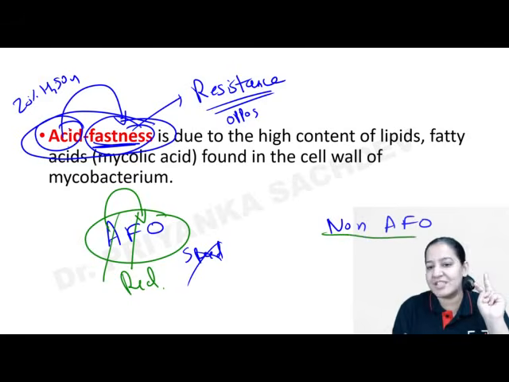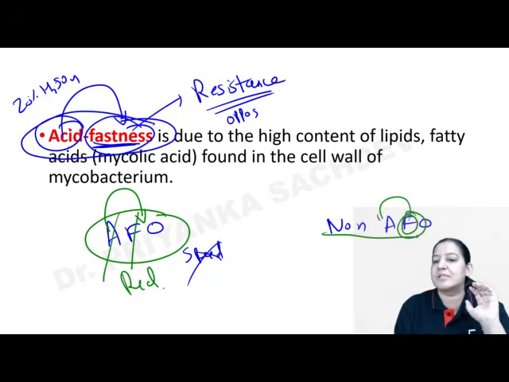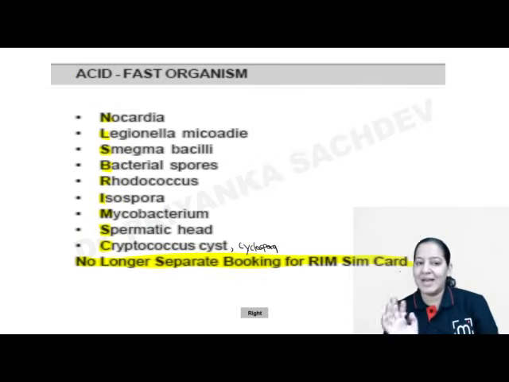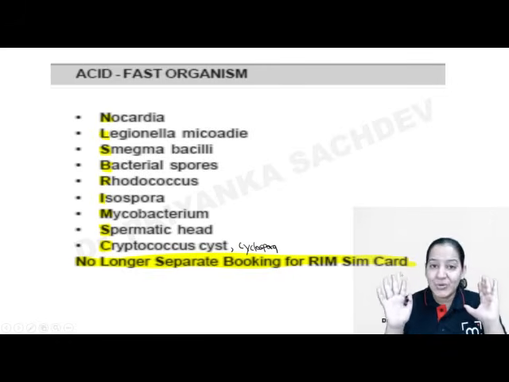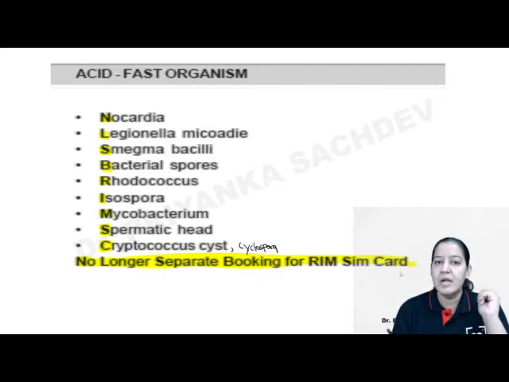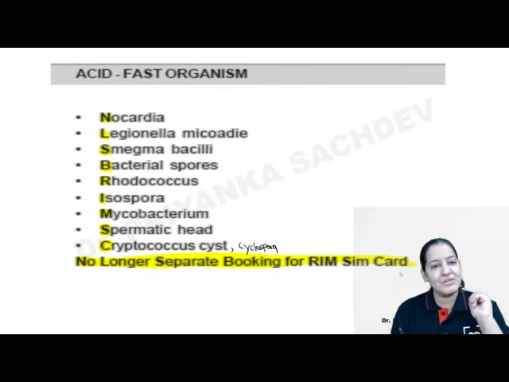And non-acid fast means these are not resistant to the 20% H2SO4. So they are sensitive, so they take the blue stain. So that is the meaning of fastness. Now can you tell me the most important thing? Can you please tell me the list of the organisms which are acid fast?